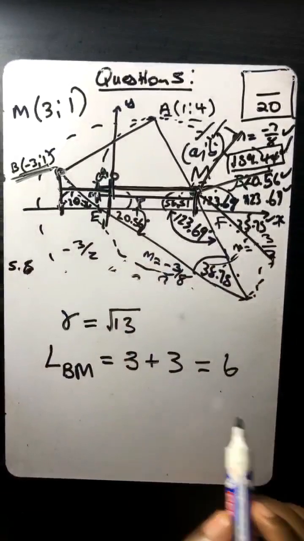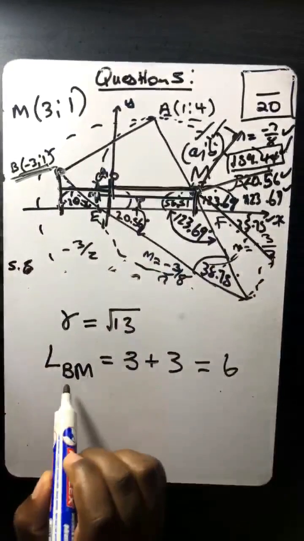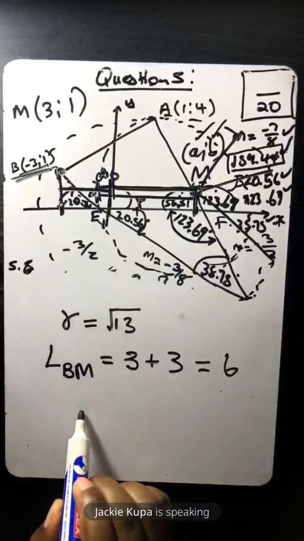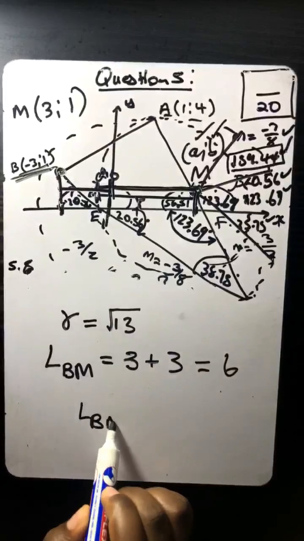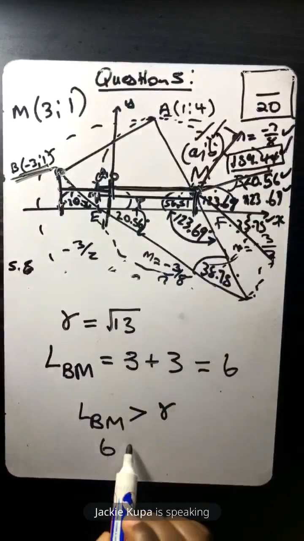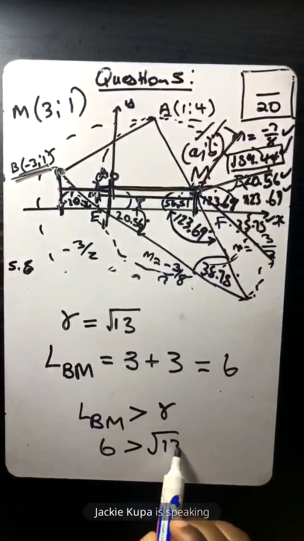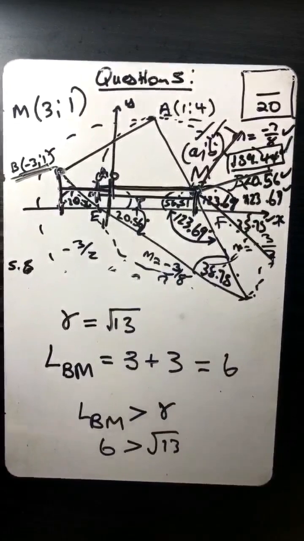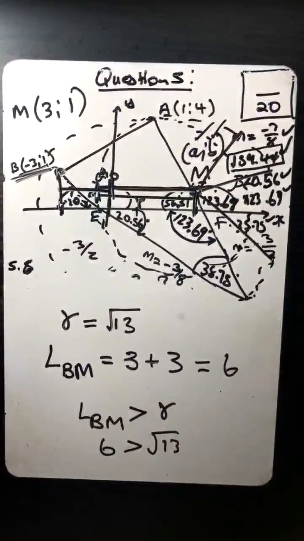Then you compare your radius and length BM. You will notice that the length of BM is actually greater than the radius. 6 is greater than square root of 13. Are you happy now? I think if Jackie says she's happy, then it means I've explained it correctly.